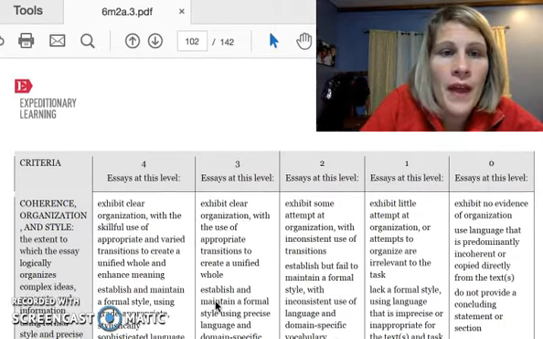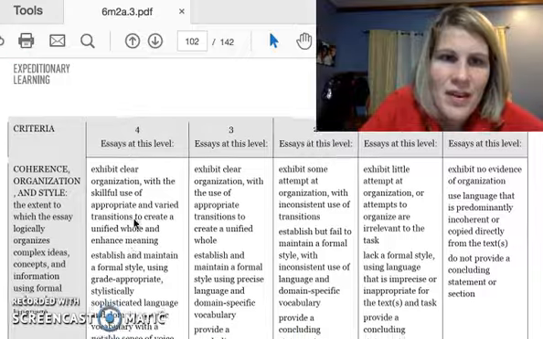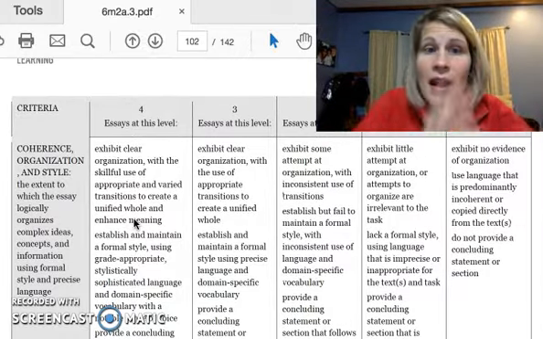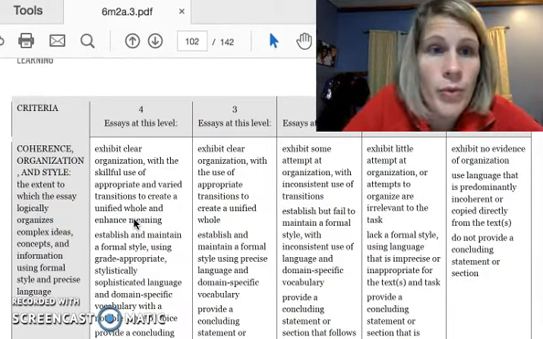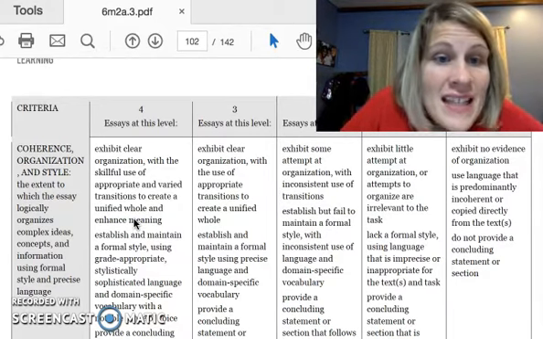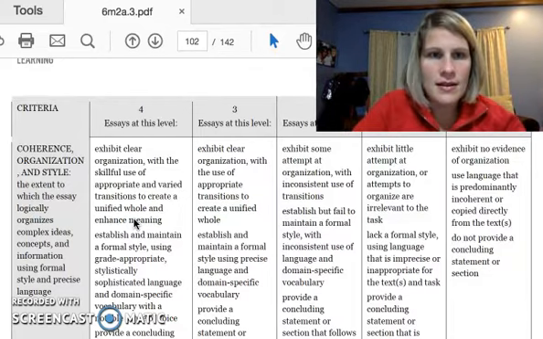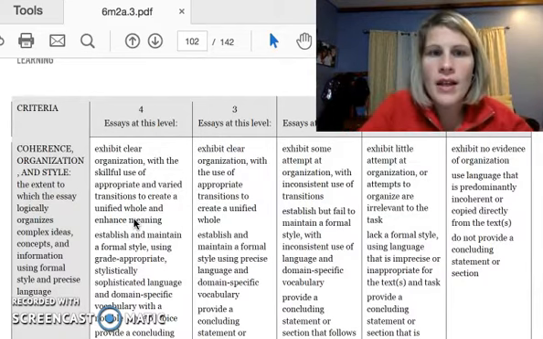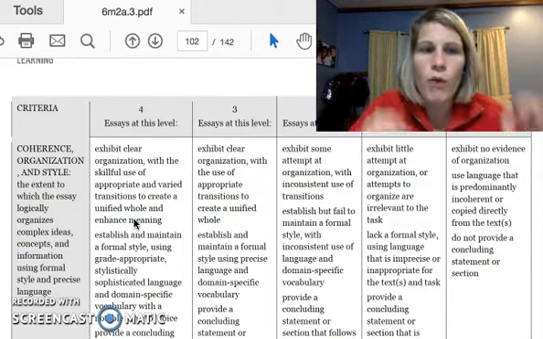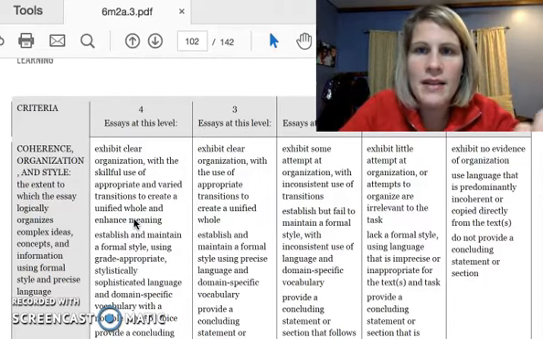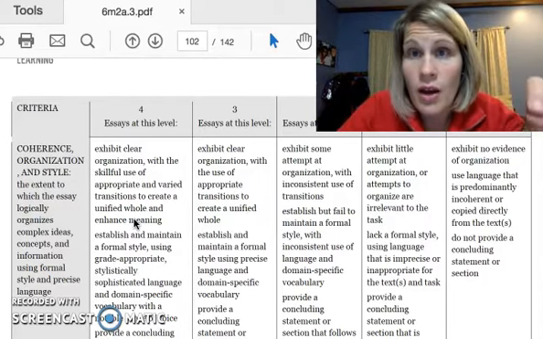All right, the third thing. So coherence, organization, and style. If you did an outline and you did it right, then you are set up to be successful on this part of the rubric. Okay, so the extent to which the essay logically, again, logically means just makes sense, organizes complex ideas, concepts, and information using formal style and precise language. Precise means really specific, okay?